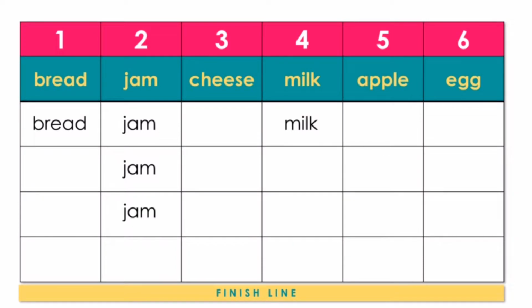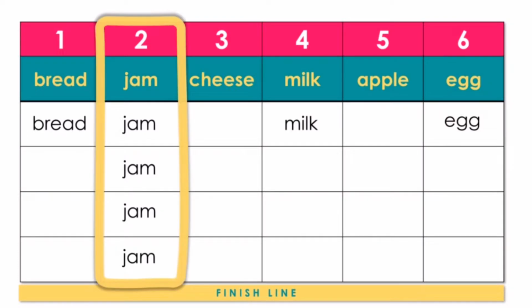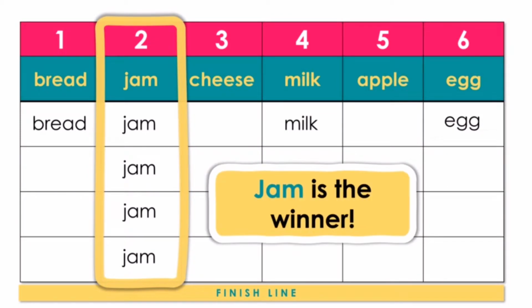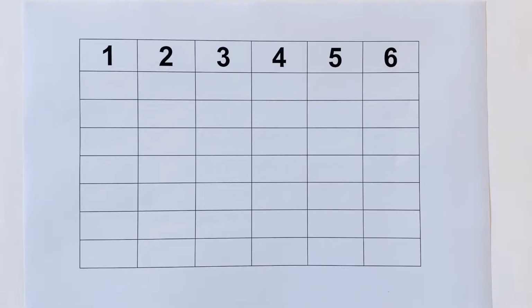Roll the die and write the word. I'm going to roll the die, and this time I roll a 2, so I'll write the word jam. And guess what? I finished writing all the words in column 2. Jam reached the finish line first, so jam is the winning word. Now let's see how it's done.